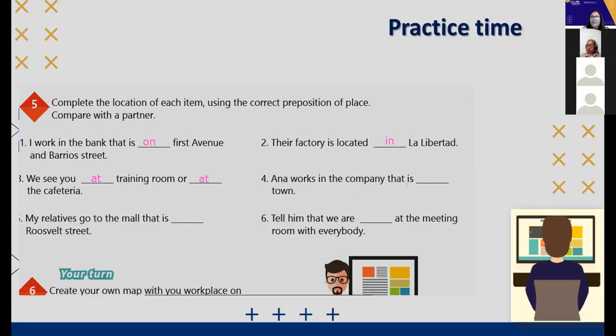Anna works in the company that is in town, en la ciudad. My relatives go to the mall that is on Roosevelt Street. Ahí está la respuesta. Ya estaba. Para los que no se habían fijado, aquí ya se les fue de una vez el app at the meeting room with everybody. Okay. All right.